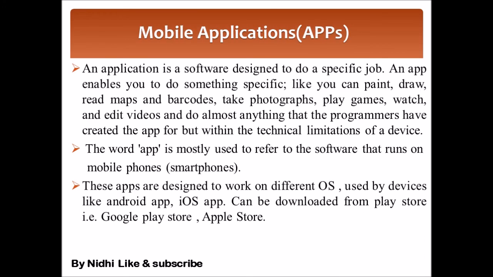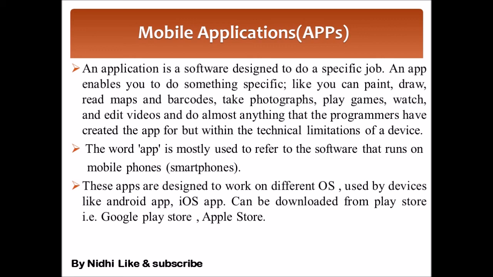Now let us talk about the mobile applications, or in short form we call it as apps. Okay, so an application is a software designed to do specific job, or we can say that app is the short form of application softwares. So an app enables you to do something specific, like you can paint, draw, read maps and barcodes, take photographs, play games, and edit videos, and do all the things on a smartphone or devices. The word app is mostly used to refer to the software that runs on smartphones or mobile phones.